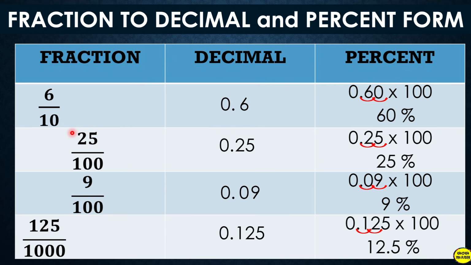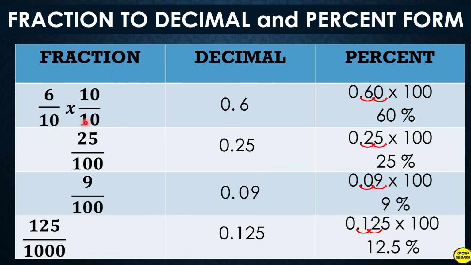Now, halimbawa, kagaya nito, this is 10. So, how will you make it 100? So, ang gagawin mo, kailangan yung denominator mag 100. So, ano pong gagawin natin? You need to look for a multiplier or factor na imumultiply mo kay 10 para maging 100. So, ano ang imumultiply natin sa 10 para maging 100? That is 10. So, kung anong minultiply mo sa denominator, ganun din sa numerator.